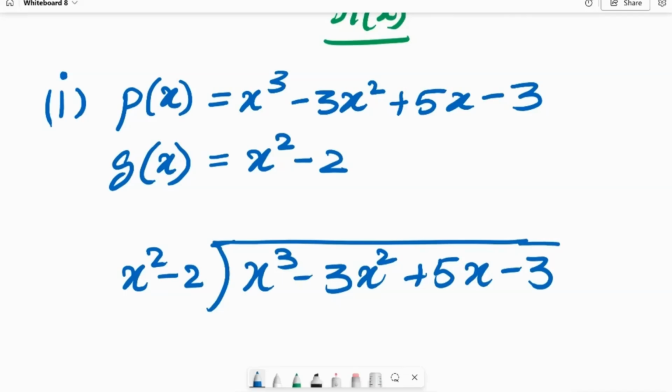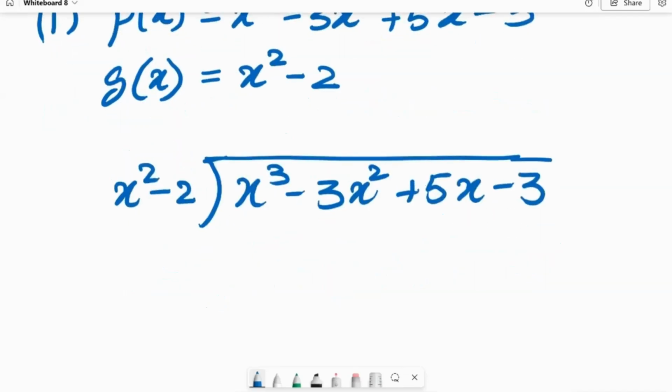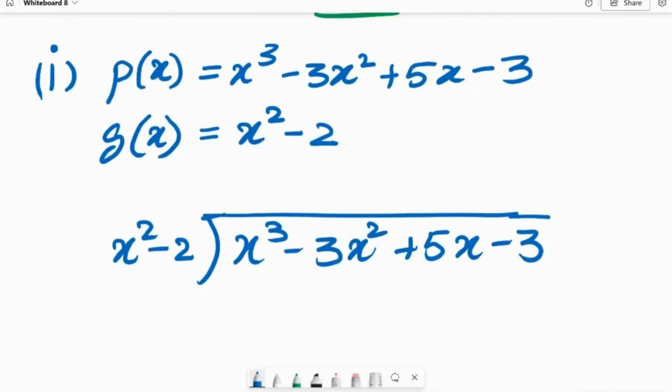So let's take an example here. If we have the first one, p of x equal to x cube minus 3x square plus 5x minus 3, and g of x we have x square minus 2. So in that case, we multiplied 3 with 3. In this case, what do we need to multiply?